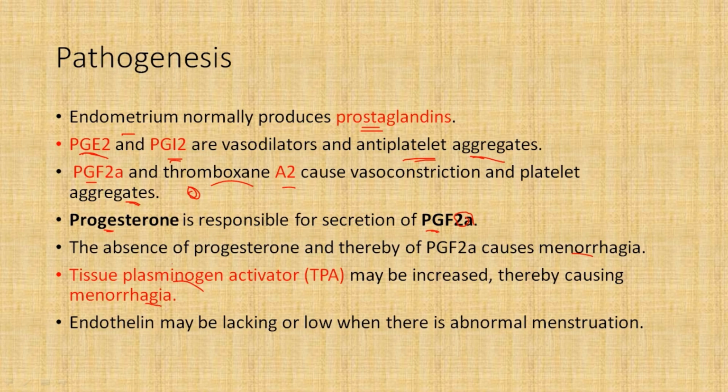The absence of progesterone will now result in the absence of this hormone, prostaglandin F2A, which will result in abnormal bleeding. On the other hand, tissue plasminogen activator may also be increased as a cause of this pathology, thereby causing abnormal bleeding as well. And so endothelin, which helps the body in preventing excessive bleeding, may be lacking or low when there is abnormal menstruation, resulting in more blood loss.